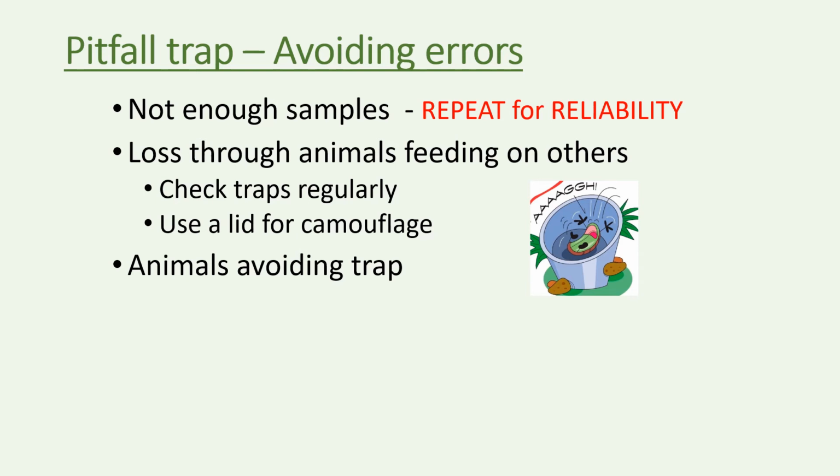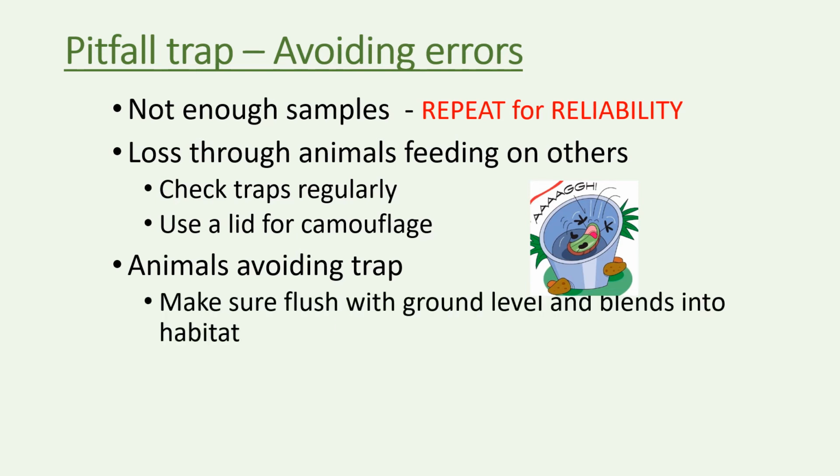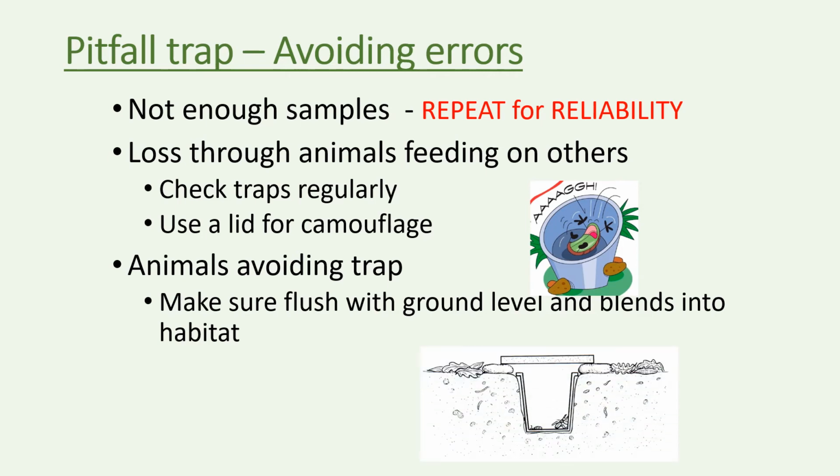So you've also got another possible source of error of a pitfall trap, which would be animals avoiding the trap. So they might be able to see the cup and be like, oh, I'm not going in there. So you can stop that from happening by making sure that your cup is flush with the ground, so it's level with the ground and blends into the habitat.